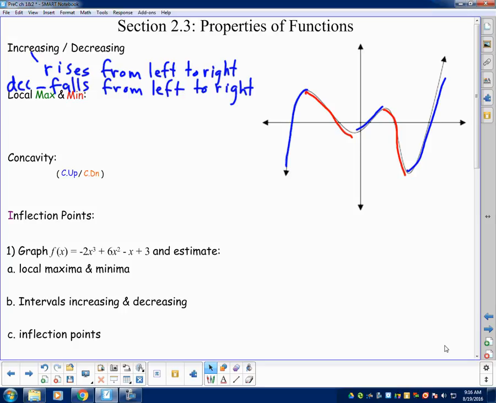So, local max and min. There's a difference between what's called an absolute max and an absolute min, or absolute max versus a local max. An absolute max would be the very highest point that the function reaches. That there actually isn't one in this one. It just keeps on going up. But we have a local max. A local max is just a high point on a small interval. Okay, we might call it a peak, but it's a high point on a small interval.